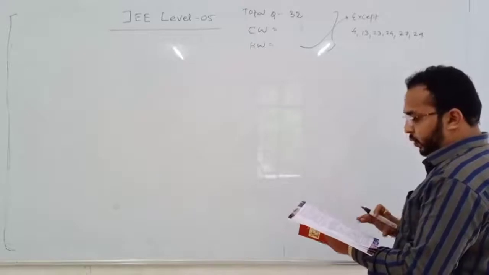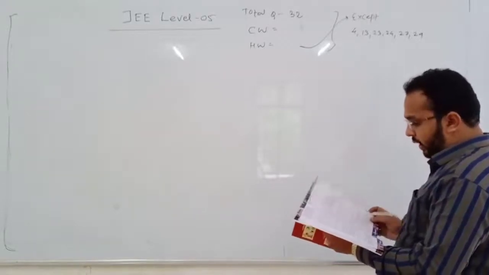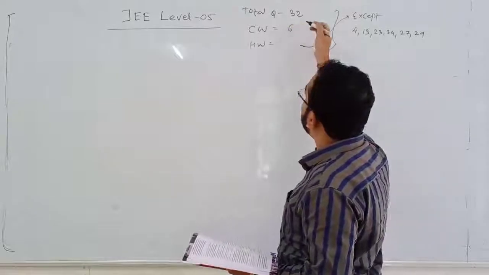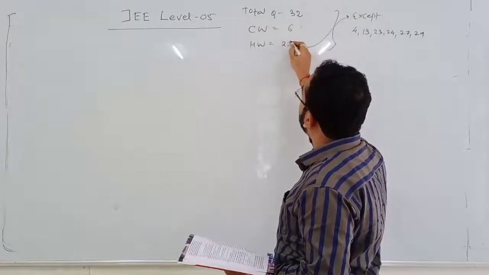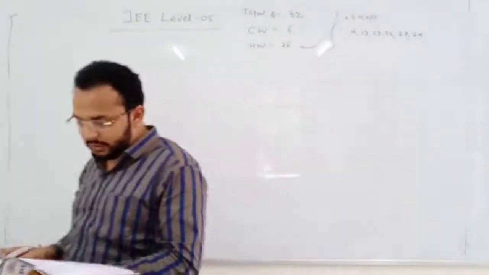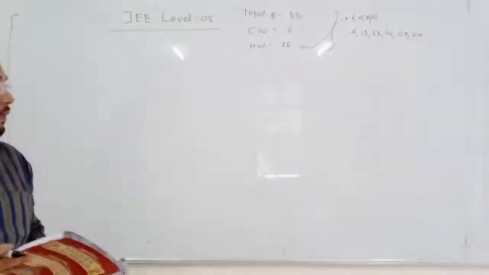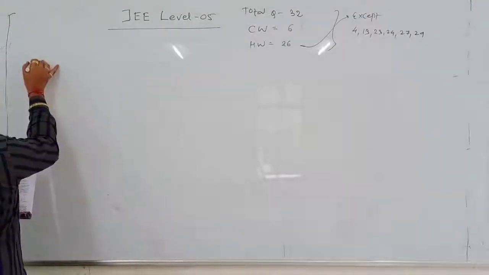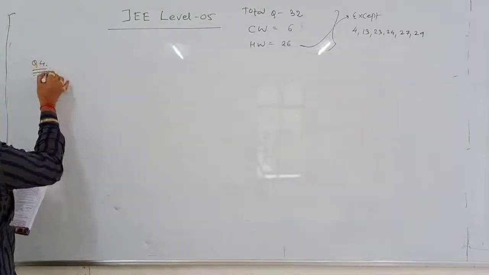Okay. The remaining questions are easy. Actually, reading type ones you can solve yourself. So around 6 questions I will solve here. So remaining 26 questions you have to solve. Good questions have been picked. Question level number 5, okay. So question number 4 we'll see.